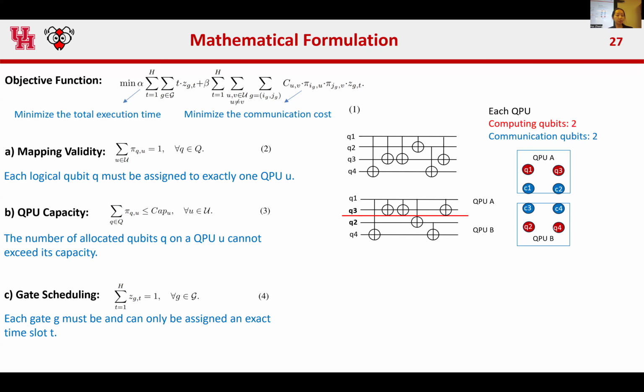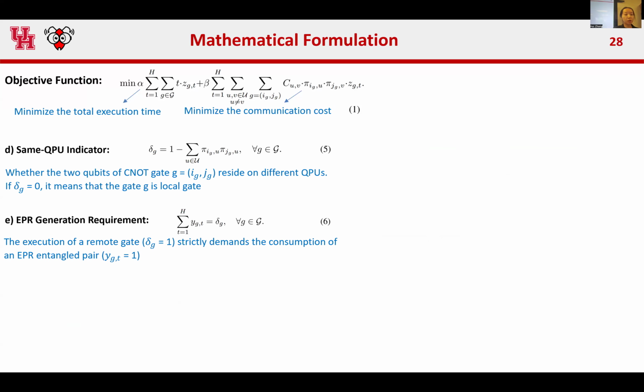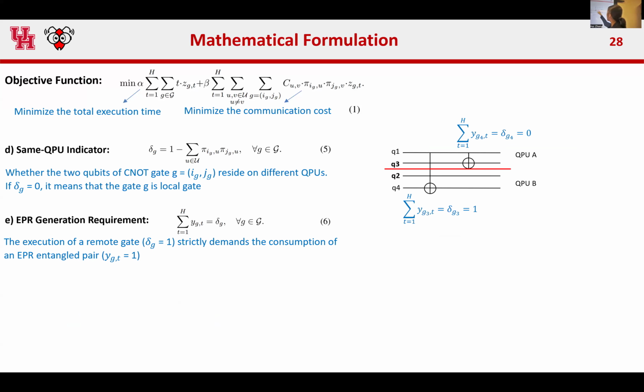And there is gate scheduling. Each gate must be, and can only be, assigned to exactly one time slot T. It means we have several remote gates, but each remote gate needs to select one time slot to be executed. And then there is the same-QPU indicator. It means whether the 2 qubits of a single gate reside on different QPUs. It's very simple. If it is a local gate, then delta equals 0. If it is a remote gate, it crosses the QPUs, and then delta equals 1.